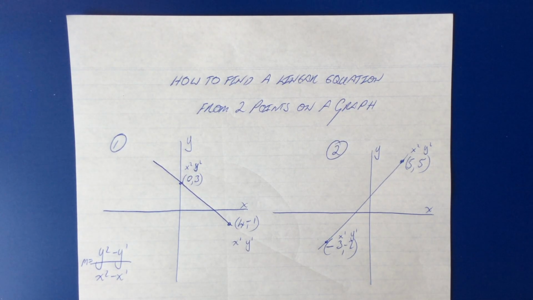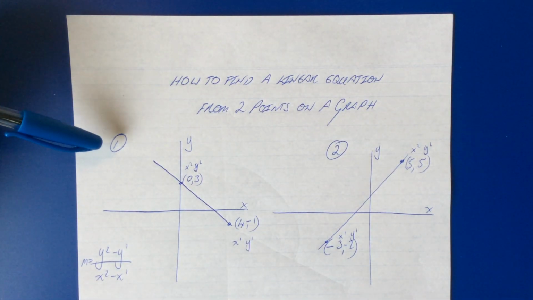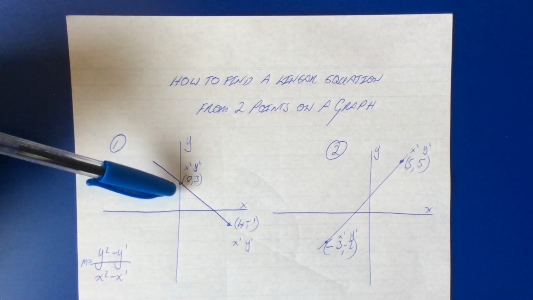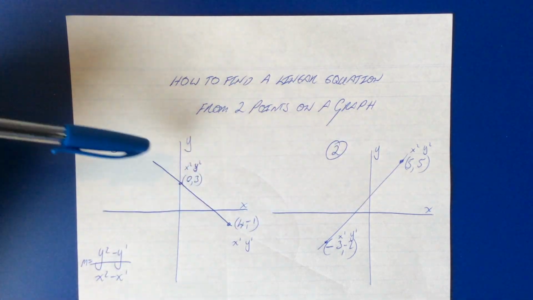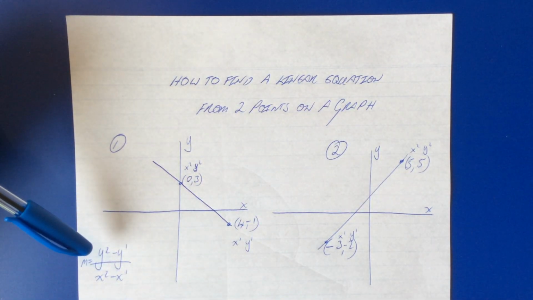And today we're going to look at how you find a linear equation from 2 points on a graph. Now there are two cases for this. The first case, we have a y-intercept. The second case we don't. So we're going to deal with this first because we can dispatch this fairly quickly.